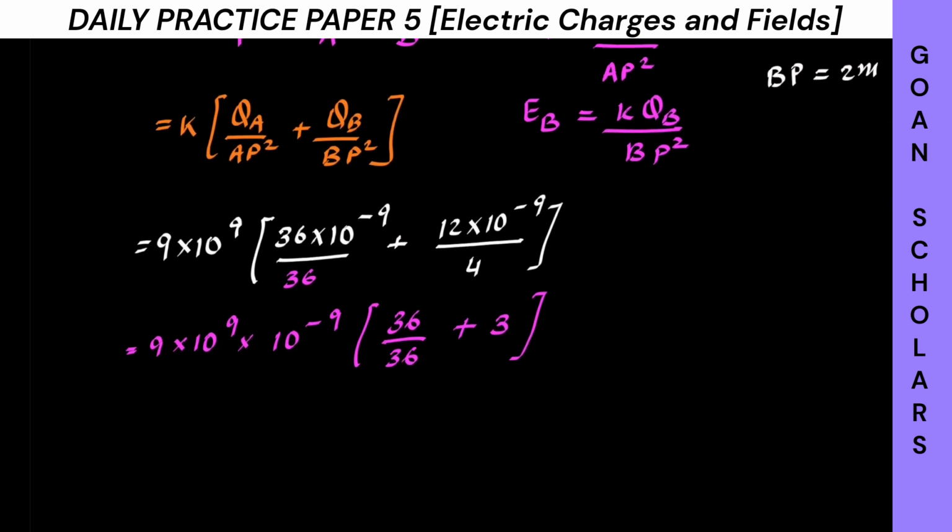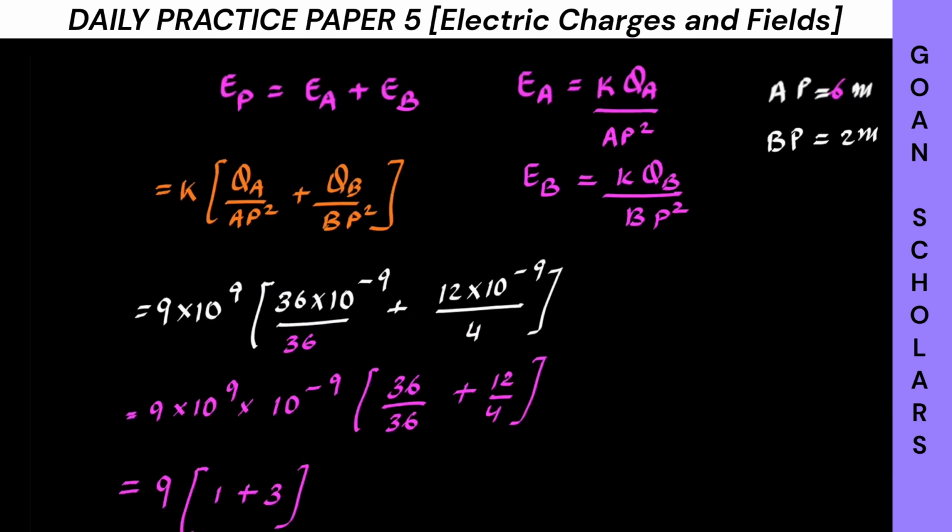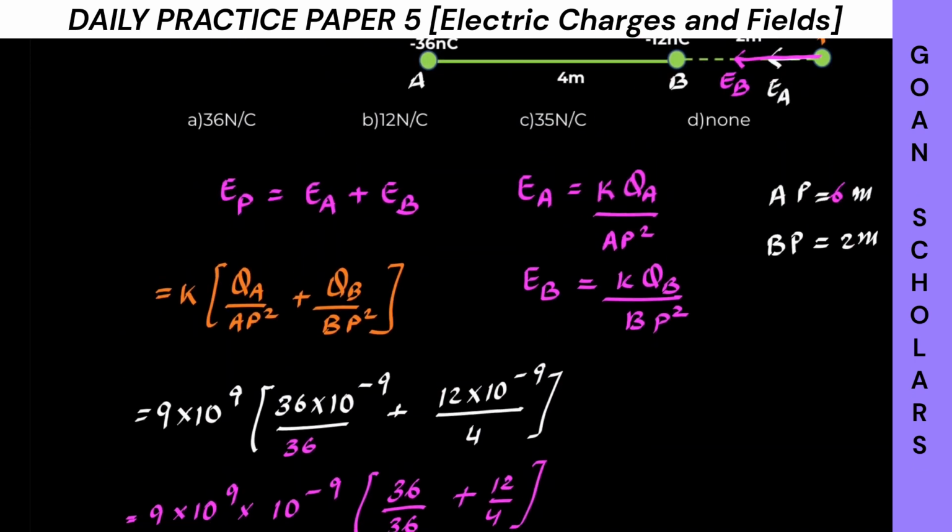Okay. So we are left with, in case you are confused, let me rewrite it as 12 by 4. So this will give us 9 into 36 upon 36, 1 plus 12 by 4, 3. So this will be 9 into 4, 36. That's the answer. Newton per coulomb. Let's see if there is any option. 36 newtons per coulomb. Correct. Option A.